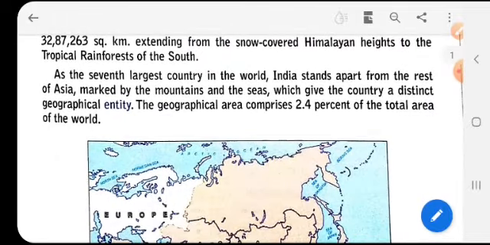Now, as the seventh largest country in the world, India stands apart from the rest of Asia, marked by the mountains and the seas, which give the country a distinct geographical entity. It is a very different and unique country from all the countries of Asia, because it has many mountains, seas, oceans, and rivers, which give India a particular and distinct geographical entity. It covers about 2.4% of the total land area of the world.